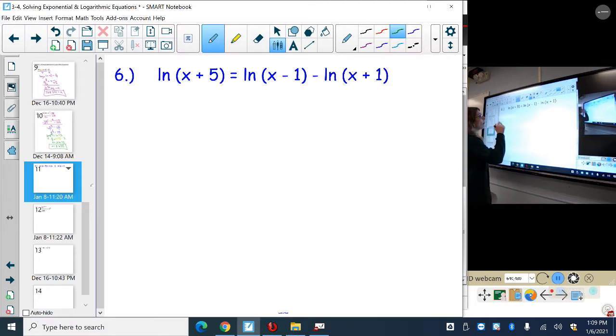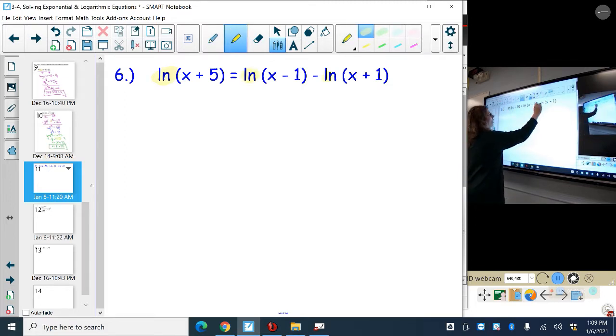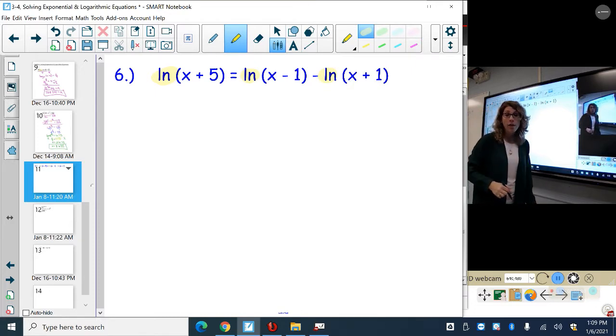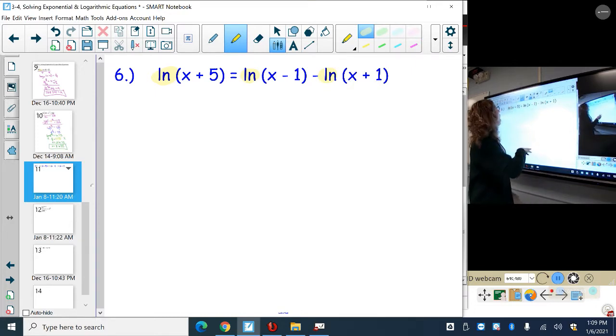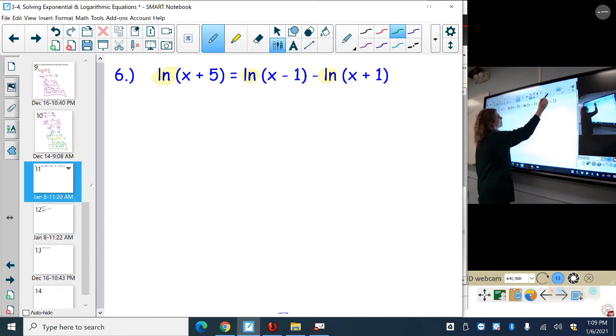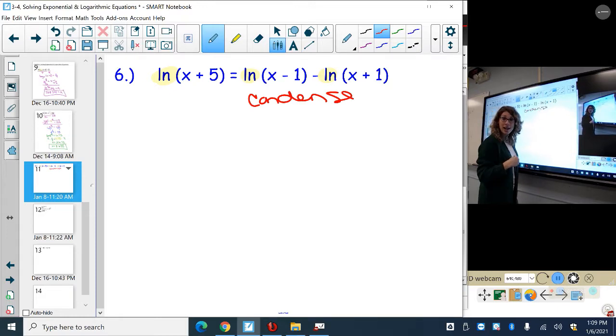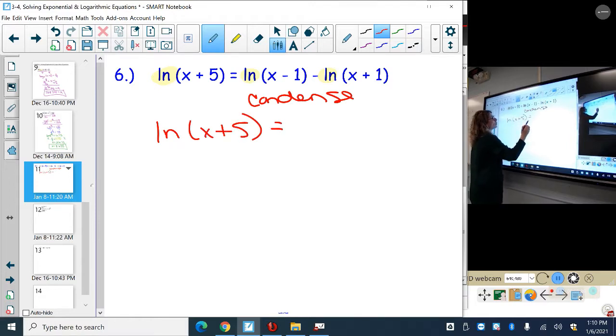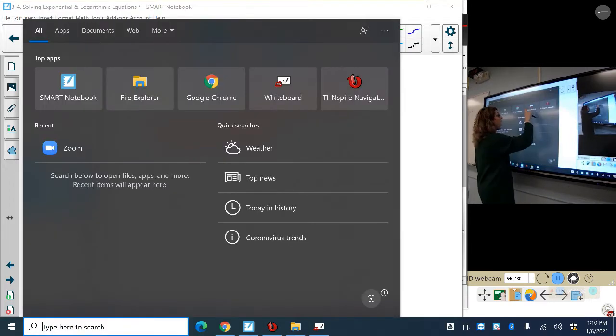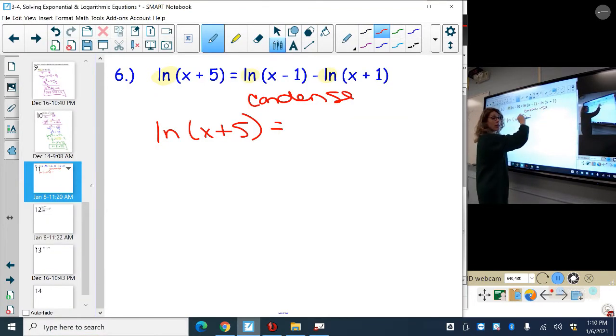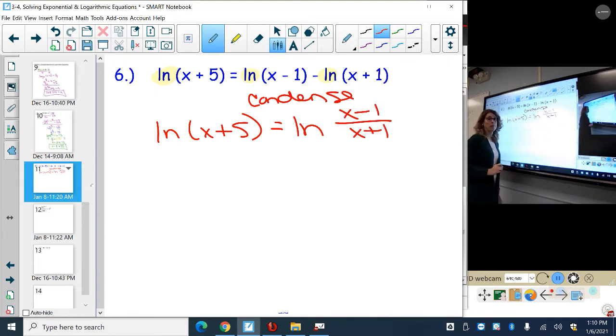Number 6. Okay, now here's what your brain needs to see. I have more than 2 natural logs. On the left-hand side, I only have 1 natural log, but on the right-hand side, I have 2 natural logs. So I am going to condense this, writing this as 1 natural log like we did in section 3-3. That means the natural log of x plus 5 is now equal to, in log world, subtraction. Subtraction is the same thing as division. So that's x minus 1 over x plus 1.